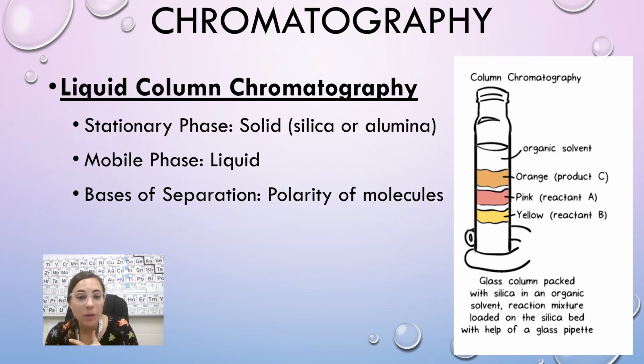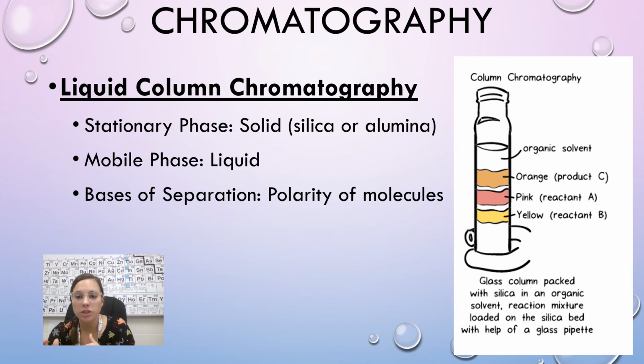Another is liquid column chromatography. That's where we actually pack a column, such as a syringe can be used. You'll see pictures of that in just a second, or even up to these big glass columns. But we're going to pack it full of a solid, usually silica or alumina. And then our mobile phase is again going to be liquid. And again, it's based on the polarities that they separate at different rates.